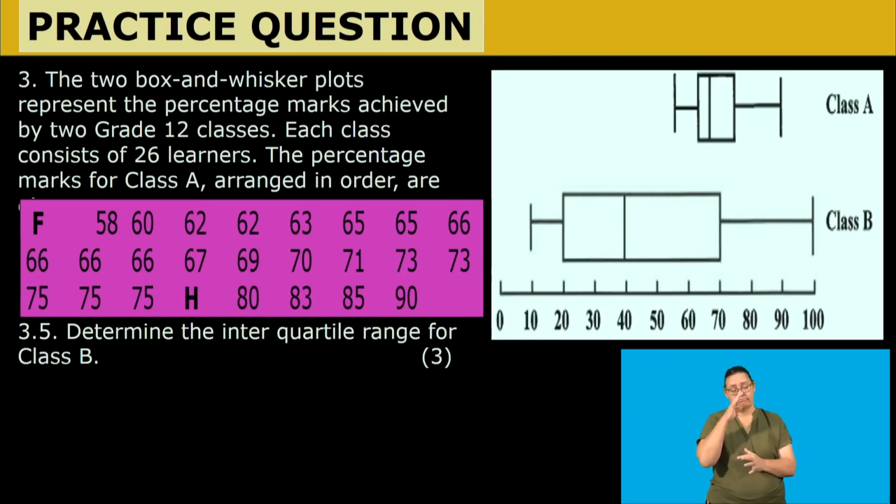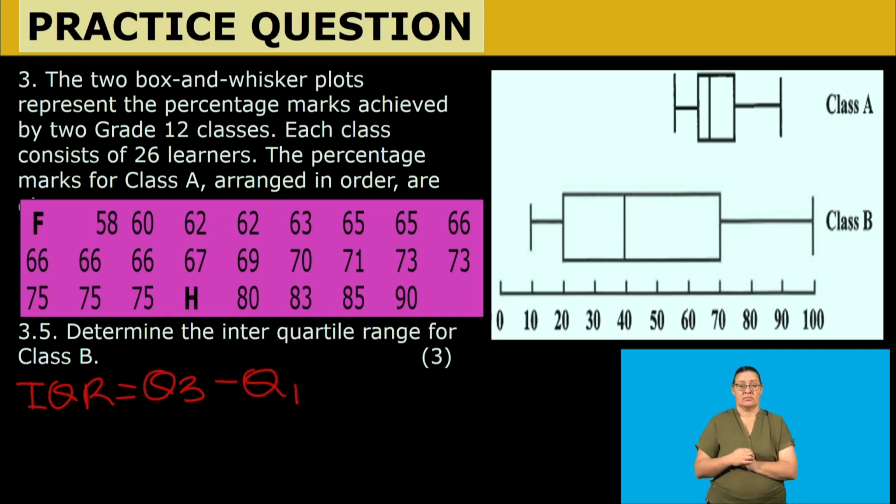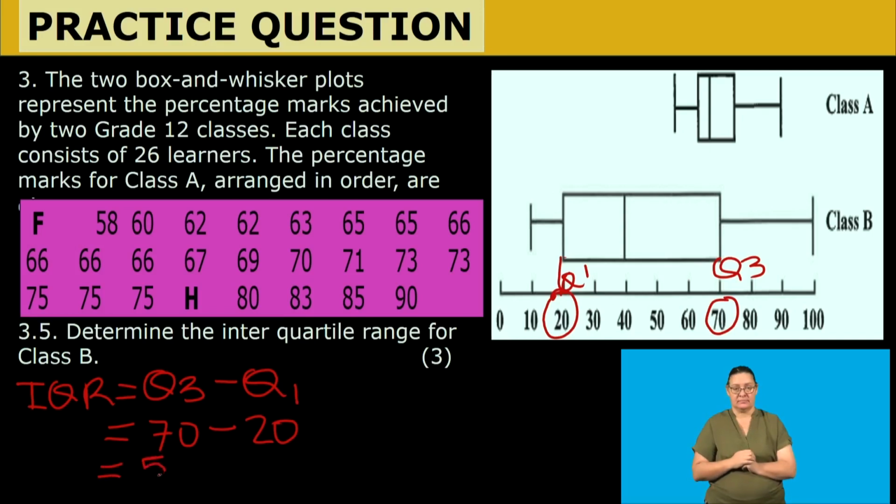3.5, determine the interquartile range for class B. What is the formula again for interquartile range? We know that interquartile range is equals to Q3 minus Q1. So where is our Q3 for class B? This is our Q3. It is at 70. Our Q1 is here. It is at 20. So Q3 would be 70 minus 20. So 70 minus 20, the answer there is 50. So 50 is our interquartile range for class B.